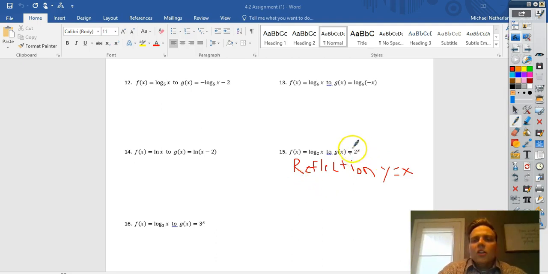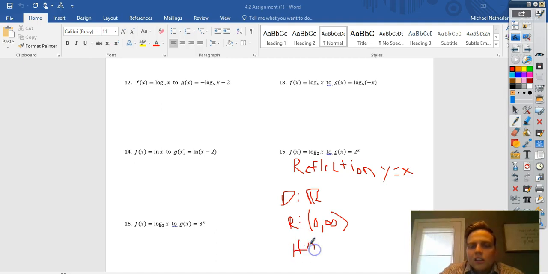So now I look at my exponential function. What do I know the domain is for all exponential functions? That's right, all real numbers. What do I know the range is for exponential functions if I don't move it up or down at all? That's right, 0 to infinity. And what kind of asymptote do exponential functions have? Horizontal asymptotes, and it's located at y equals 0.